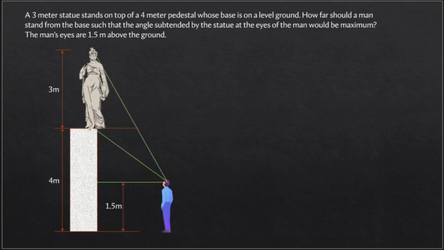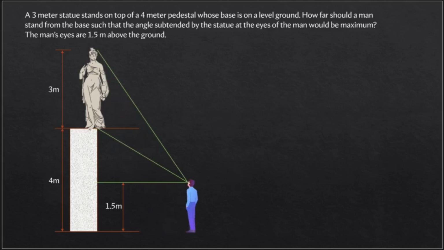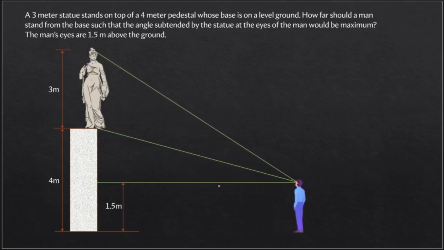Now notice here that if the man moves, the angle subtended by the statue at the man's eyes will change. This angle is different from the first configuration. Now moving this further, we would have this figure. And so let's try to analyze the problem using this figure. Again, we are trying to maximize this angle. Now let's first define this distance. This is where the man is standing, and then going to the base, this is at a distance x.